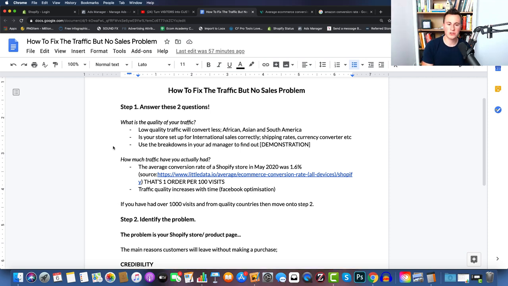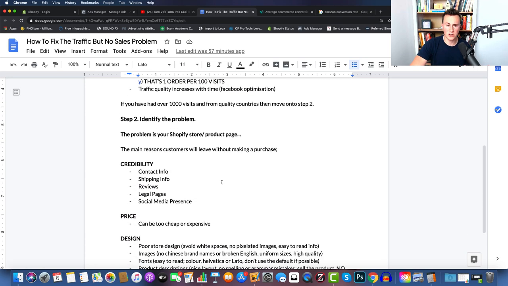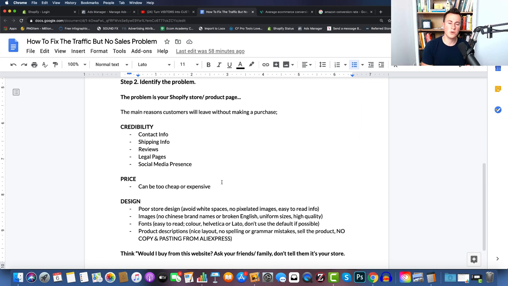So in essence, what I'm trying to say is that the quality of those first 100 visits that you get to your store from those ads won't be as good as, say, the 10th lot of 100 visits. So sometimes you just need to give Facebook time to optimize and actually increase the quality of the traffic. But once you've done these two things, and you're confident you've had over 1,000 visits from quality countries, then it's time to move on to step two, which is identifying the problem. So if you are getting high quality traffic to your store in significant amounts and they're still not converting, then the problem lies on your Shopify store or your product page, depending on where you're actually directing people to.